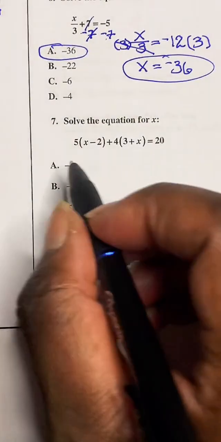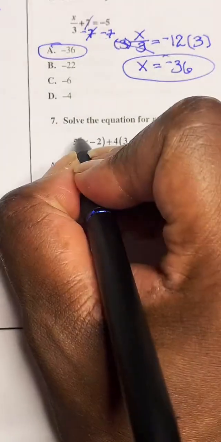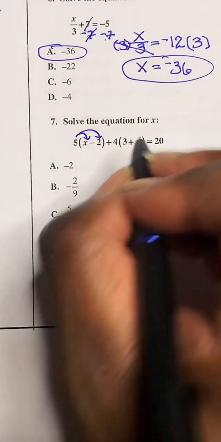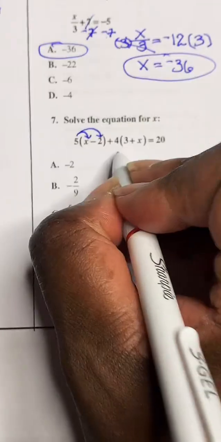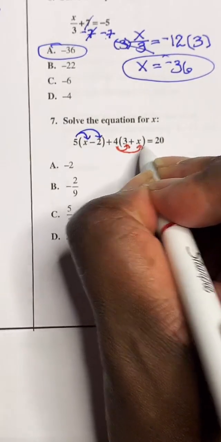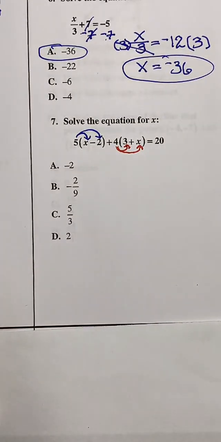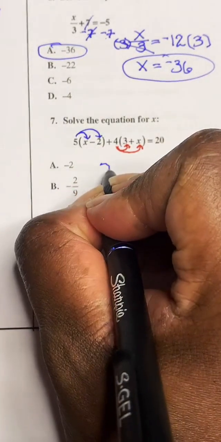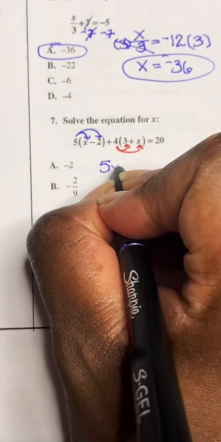Okay, so let's take a look. All we have to do is let's do our distributive property. So we need to distribute everything in that first parenthesis with the 5. And then everything in the second parenthesis with the 4. Okay, so you don't want to just distribute, say, 5x and say minus 2 after that.